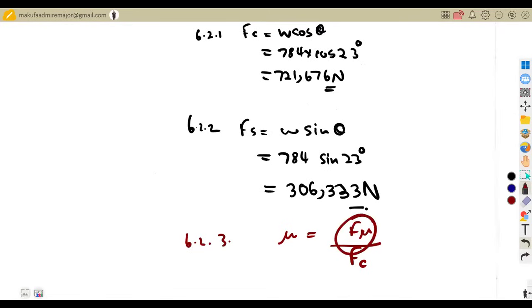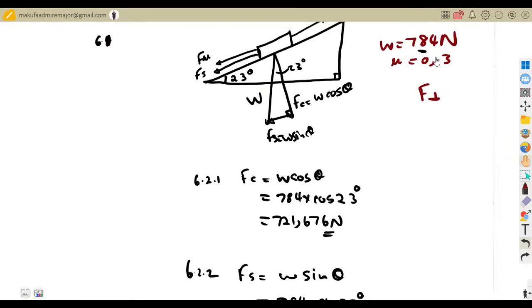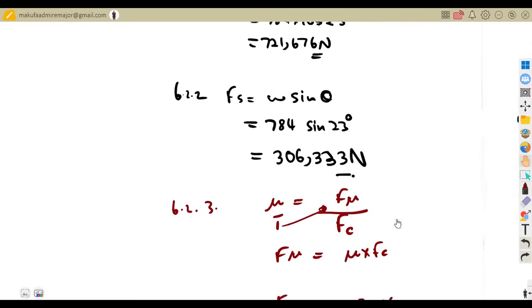So in order for us to have the frictional force, this is the same as over 1. So you're going to cross multiply 1 times the frictional force. That's the frictional force is equal to the coefficient of friction times what? The perpendicular component. So in this case, we take our coefficient of friction, that's 0.3. So you're going to have the frictional force, which is the coefficient of friction, 0.3, times the perpendicular force that we are given here.